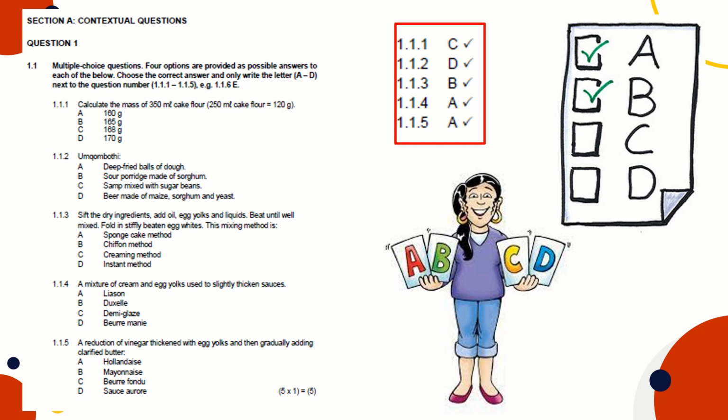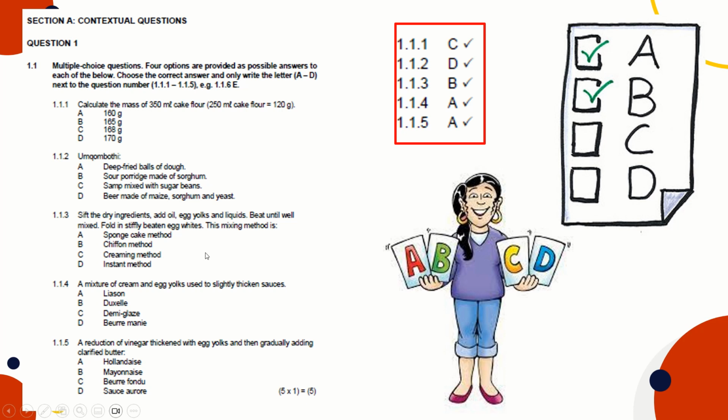Question 1.1.2, umqombothi. Now, what is umqombothi? It's deep fried balls of dough, sour porridge made of sorghum, C, samp mixed with sugar beans, or D, beer made of maize, sorghum, and yeast. Now, to be able to answer this question, you need to know the culinary uniqueness of South Africa, and the correct answer to this question is D, it's beer that's made from maize, sorghum, and yeast.